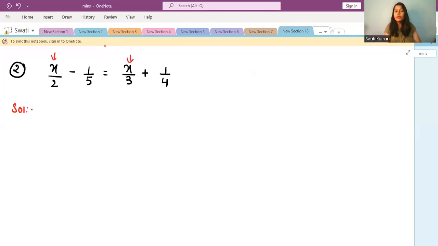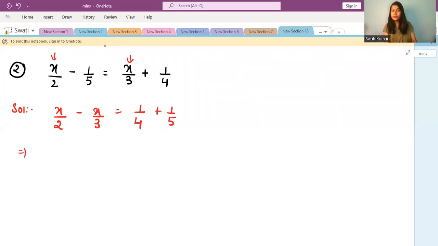So for that, what I'm going to do, I'm going to keep x upon 2 as it is. I'm going to shift this x upon 3 to the other side. So x upon 3 will become minus x upon 3. All right. This 1 upon 4 stays as it is, because it was already on the right hand side. So yes, we are keeping it on the right hand side only. We are going to shift this negative 1 upon 5 to the other side. So of course, this negative will become positive. So 1 upon 5.